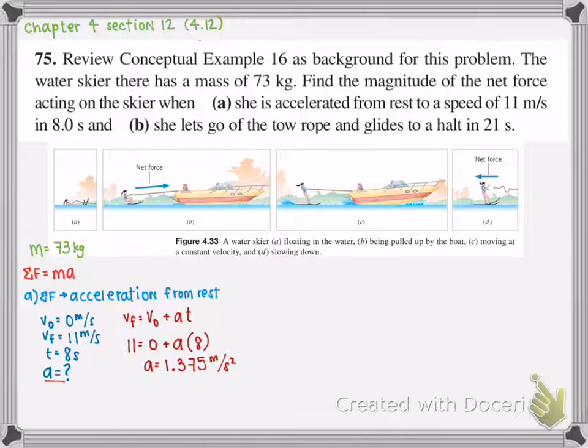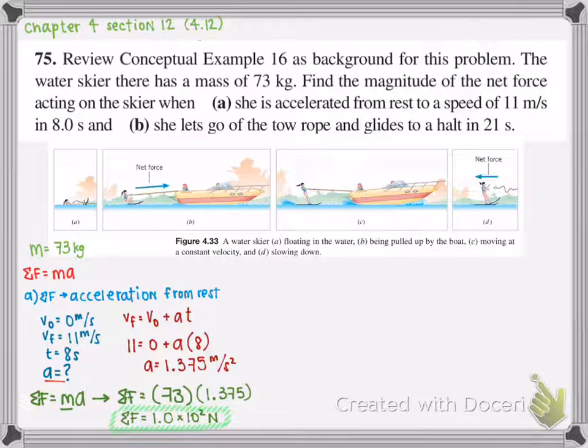Now that we know the acceleration, we can plug it into the net force formula, which is net force equals mass times acceleration, and the mass we know is 73 kilograms, and the acceleration we just found, which is 1.375, so the net force is 1 times 10 to the second newtons.